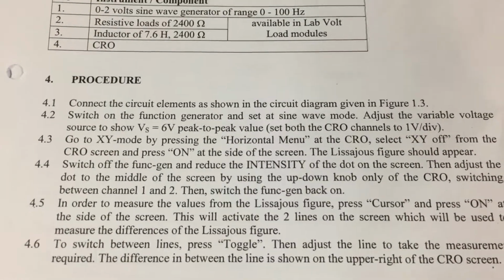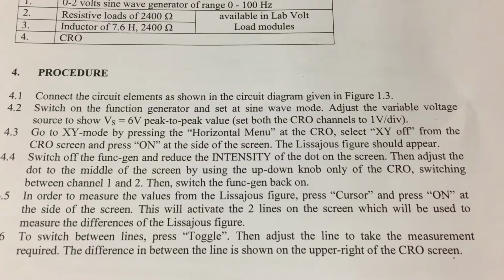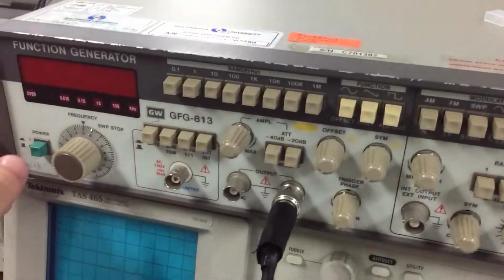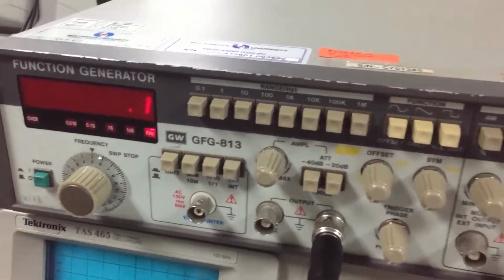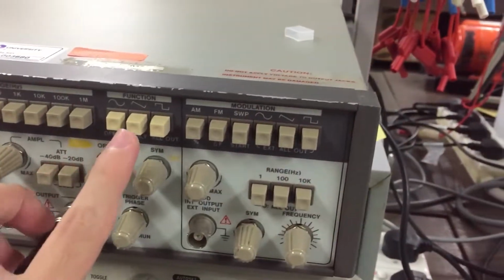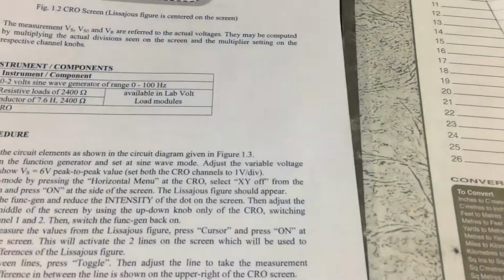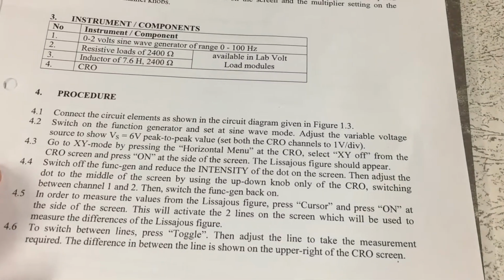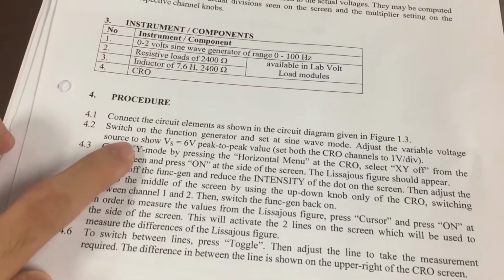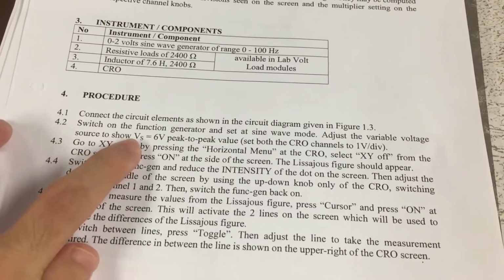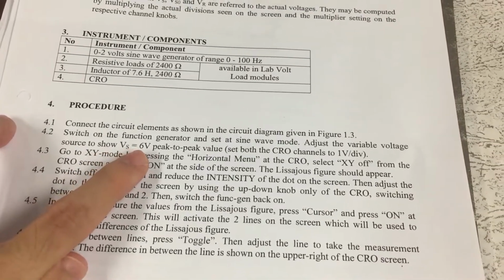For the second step, switch on the function generator and set the sine wave mode. This is the function generator, and we click the power button. Then we click on the sine wave function. This is the sine wave function. Adjust the variable voltage source to 6 volt peak-to-peak value.